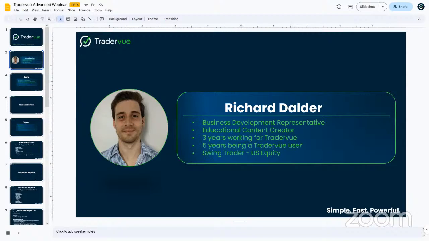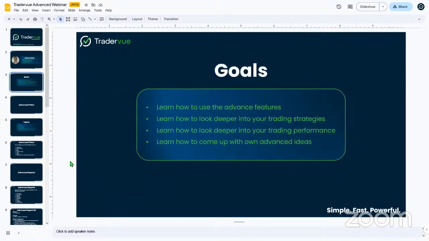And so what I do as of now, I'm a swing trader. I mostly swing trade U.S. equities. And so moving forward, goals for this webinar or for this hour is, I'm a big fan of keeping things simple. So I decided to just keep things simple when it comes to the goals we are targeting for this hour.